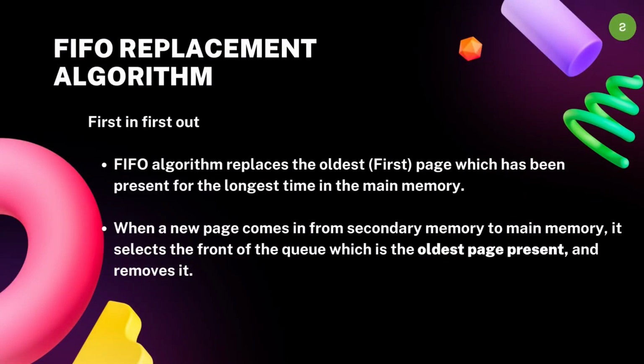There are 4 replacement algorithms used. The first one is FIFO. FIFO refers to first in, first out. The concept of the FIFO algorithm is to replace the oldest page, which has been present for the longest time in the main memory. When a new page comes in from secondary memory to main memory, it selects the front of the queue, which is the oldest page present, and removes it.